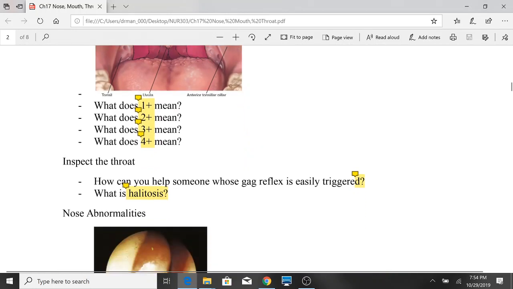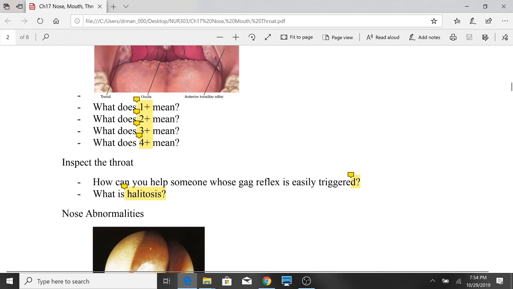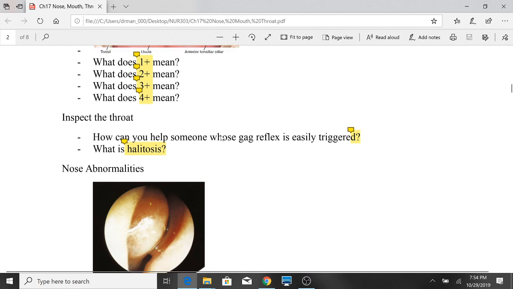So let's look at the expected throat. How can you help someone whose gag reflex is easily triggered? Give them the tongue depressor so they can depress their tongue down by themselves. Then halitosis, that's a breath odor.